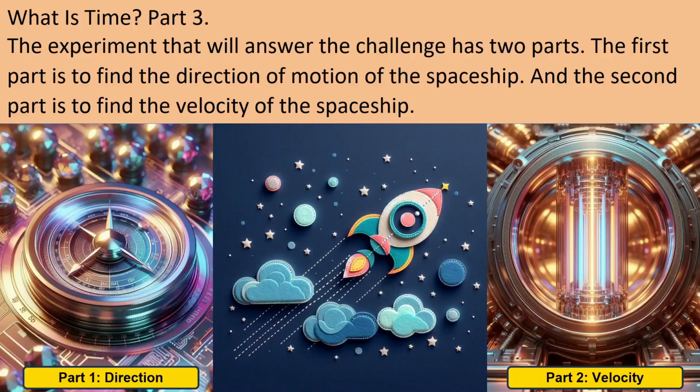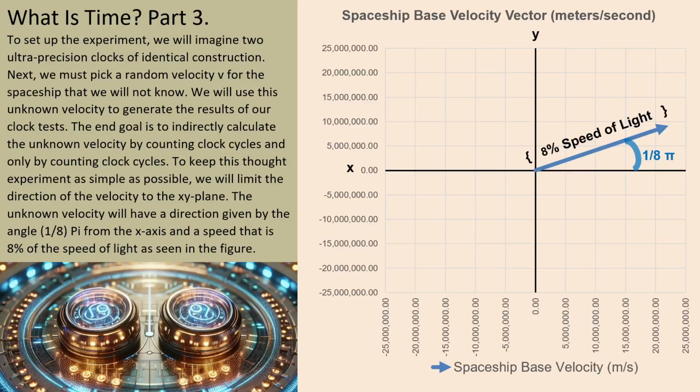The experiment that will answer the challenge has two parts. The first part is to find the direction of motion of the spaceship, and the second part is to find the velocity of the spaceship. To set up the experiment, we will imagine two ultra-precision clocks of identical construction. Next, we must pick a random velocity v for the spaceship that we will not know. We will use this unknown velocity to generate the results of our clock tests. The end goal is to indirectly calculate the unknown velocity by counting clock cycles and only by counting clock cycles.